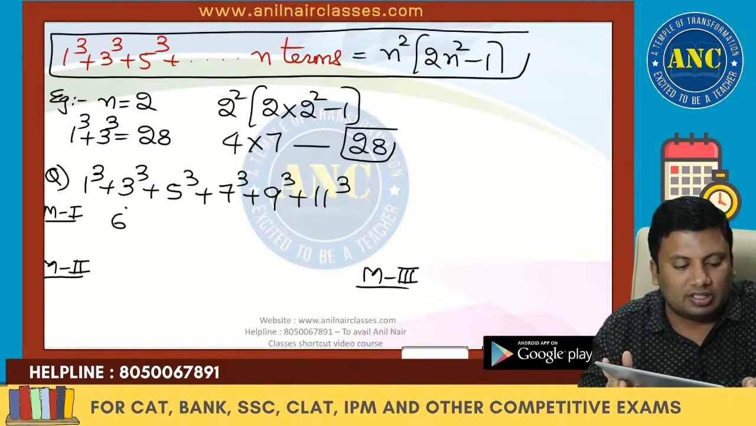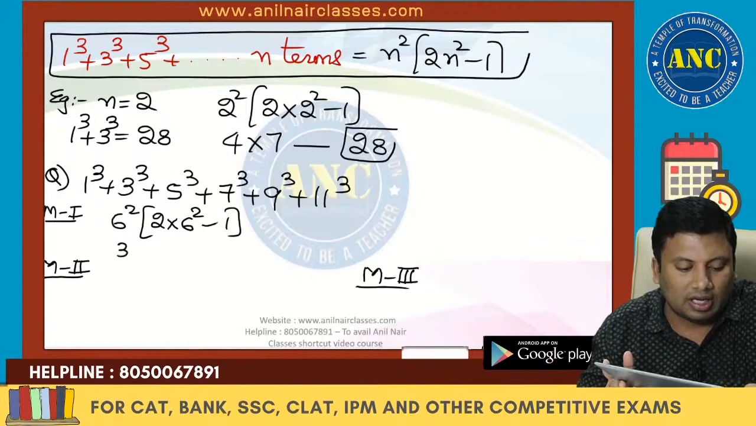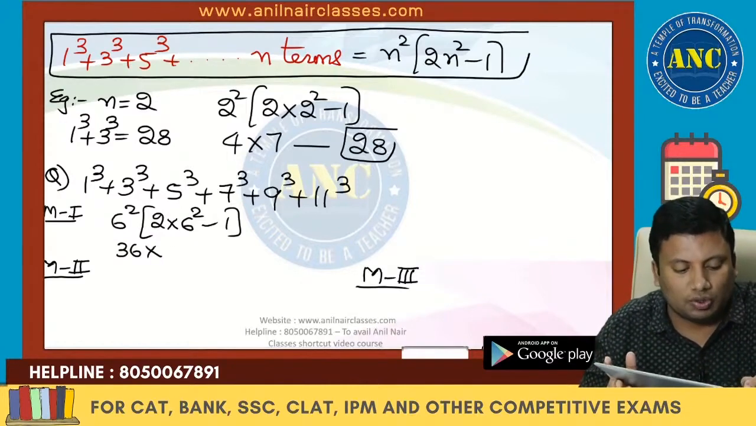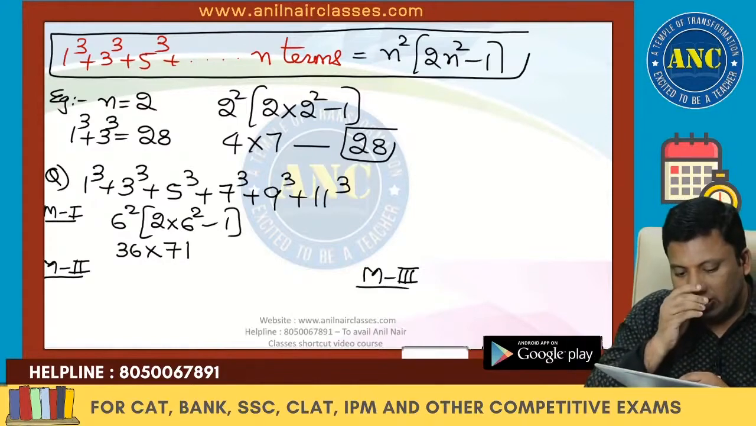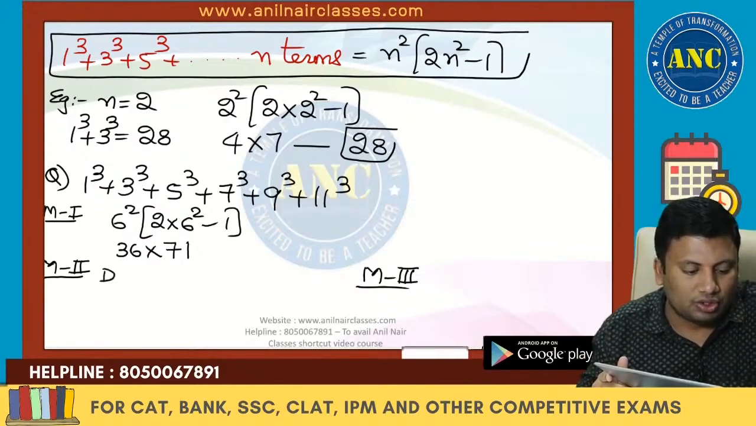N terms is 6. 6 square into (2 into 6 square minus 1). 36 into (36 twos are 72 minus 1), 71. 36 into 71.